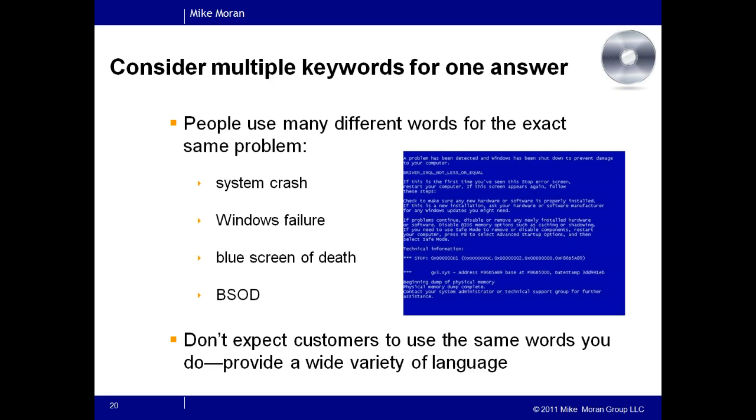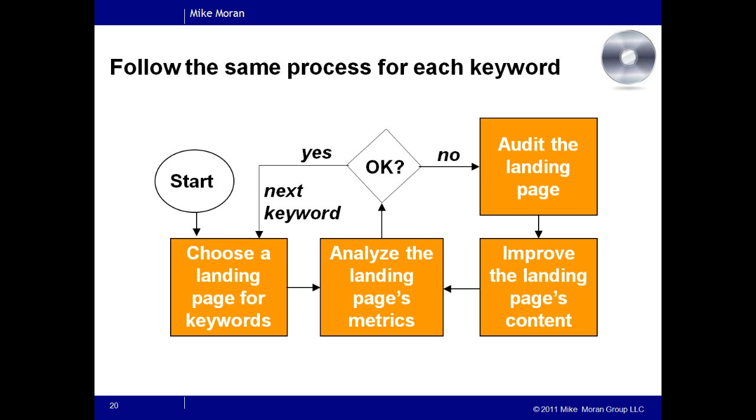If someone types in system crash, Windows failure, blue screen of death, or BSOD, the acronym for blue screen of death, they should get the same answer each time, right? Because all of those things are just different words meaning the same thing. So the first thing you want to do is see what the popular ones are, what the right answer is, and then figure out what other words people could be typing in that should get that same answer.